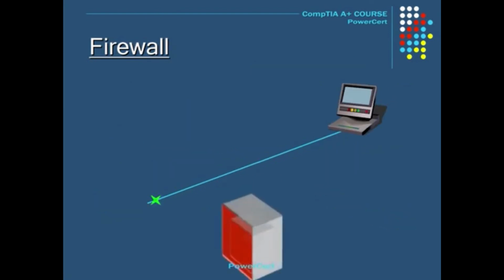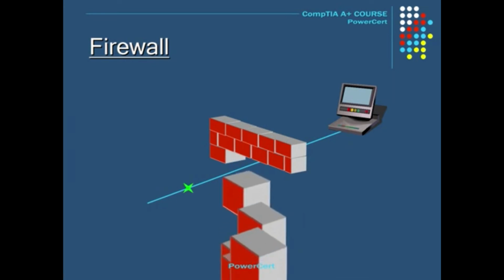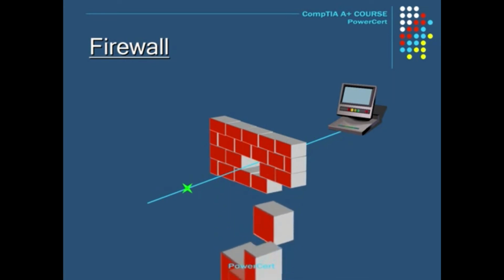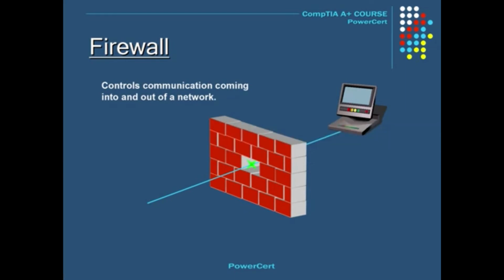The purpose of a firewall is for security. It is essentially the doorway to a network. Its primary function is to control communication coming into and out of the network. As data is being sent into and out of the network, the firewall examines the data packets, and based on the rules that the administrator has configured, it determines what can enter and leave a network. Most firewalls are hardware, but a firewall can also be software.